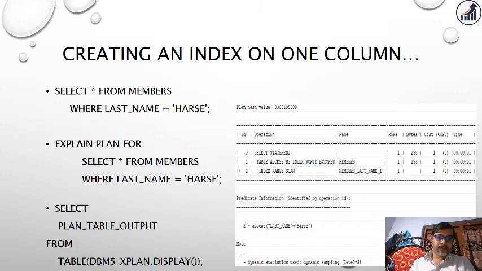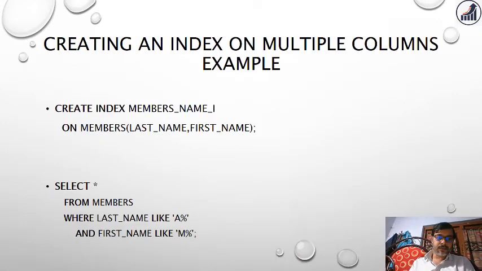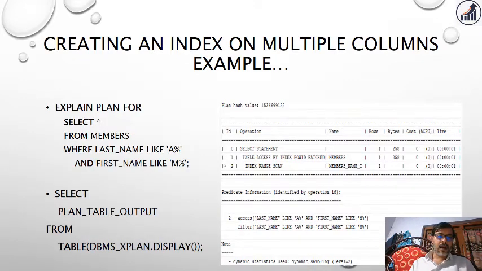So the first one is create index member_name_i on members (last_name, first_name), and the following query is select * from members where last_name like 'A%' and first_name like 'M%'. For this query it is not necessary to run it to access the index. So now write the query to access the index.